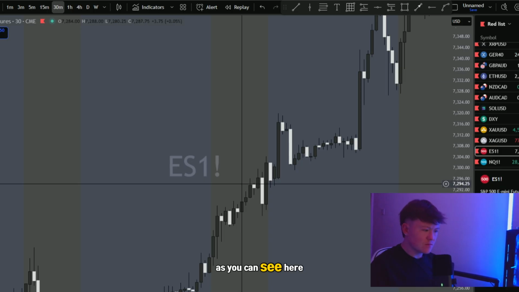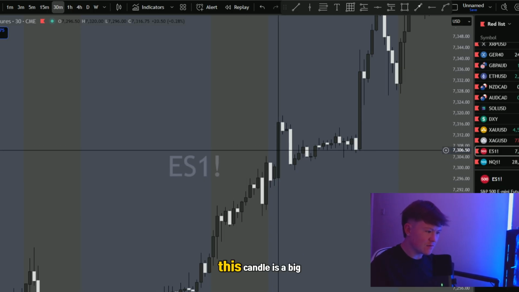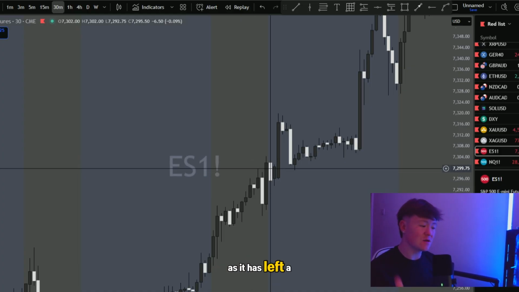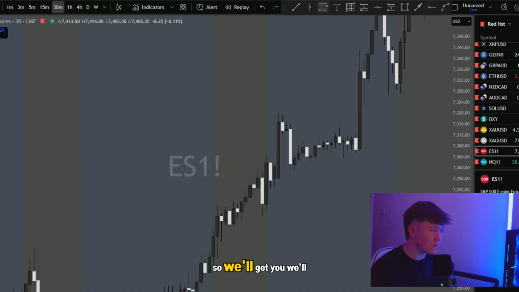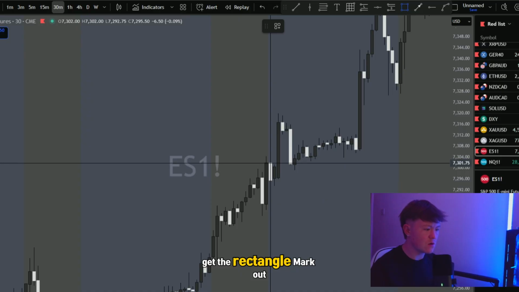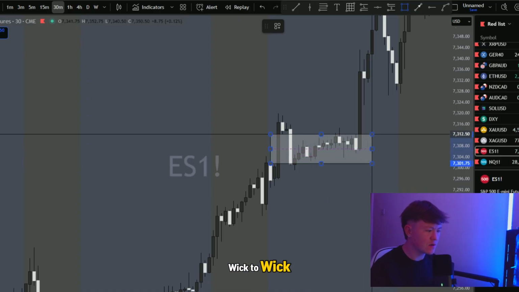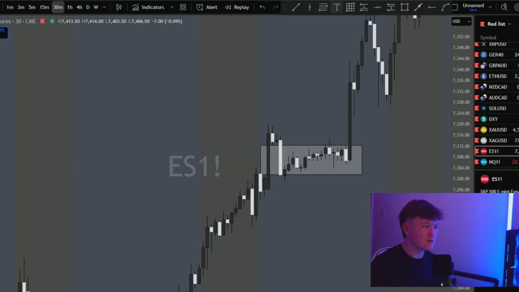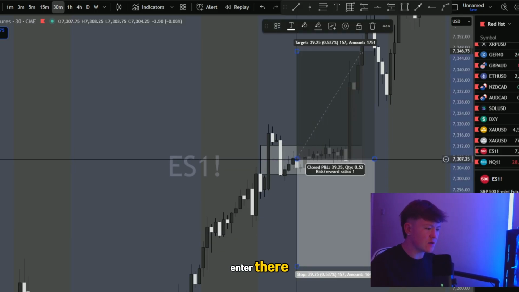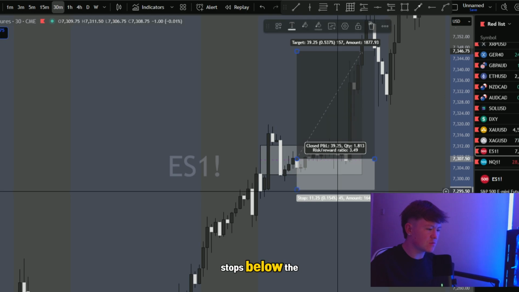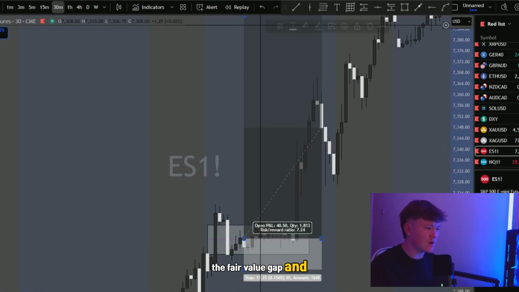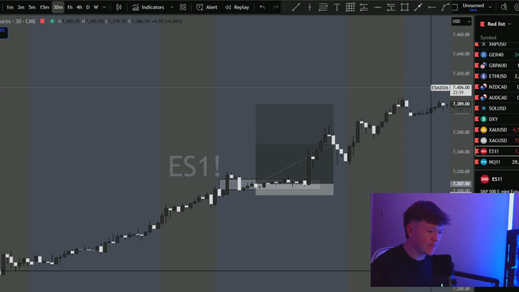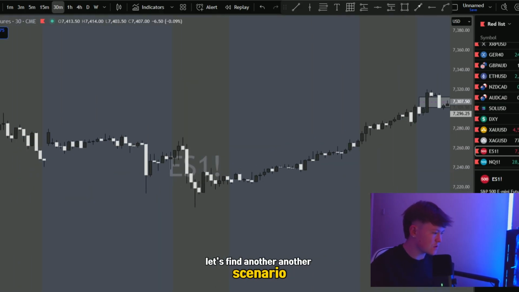As you can see, here and here, this candle is a big impulsive candle as it has left a gap in the market. So we'll get the rectangle, mark it out wick to wick. As you can see, it comes in, enter there, stops below the fair value gap and target it higher. That's another one. Let's find another scenario.